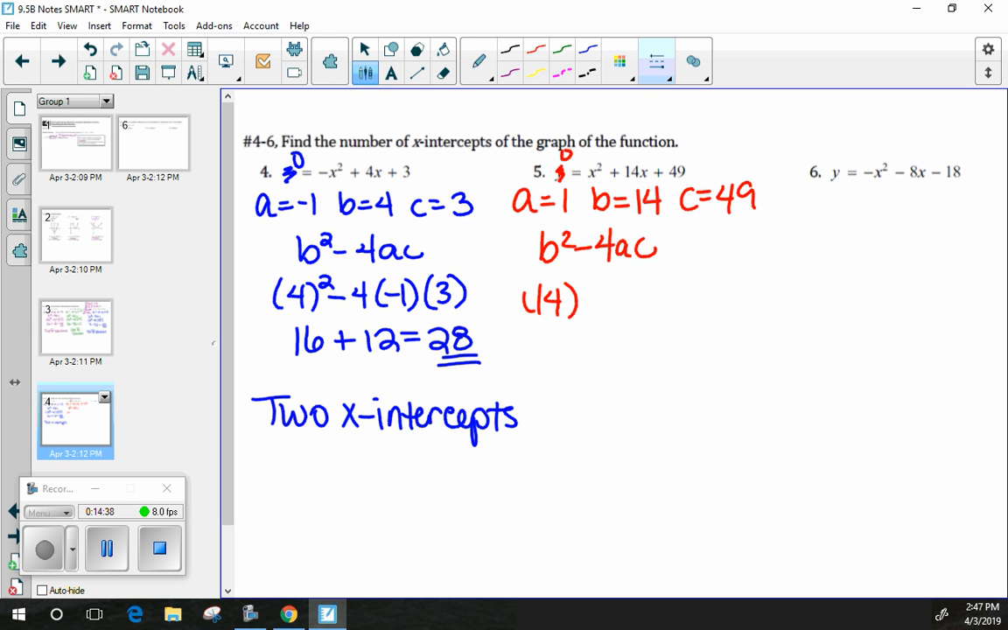So we'll do 14 squared minus 4 times 1 times 49. Okay. And we square 14. How many of y'all have that perfect square already memorized? What's 14 squared? 196. Good. 196. And you may not have this one memorized, but when you do 4 times 1 and then times 49, that's also 196. Did y'all get 0 for the second one here in the discriminant? So how many intercepts is that going to have? 1. Just 1 x-intercept.